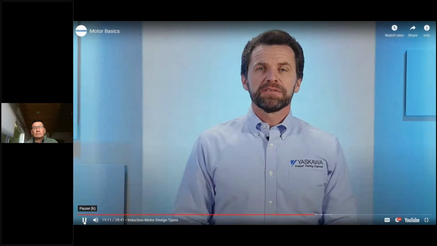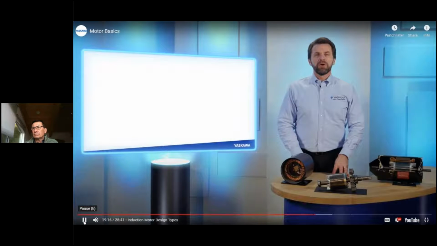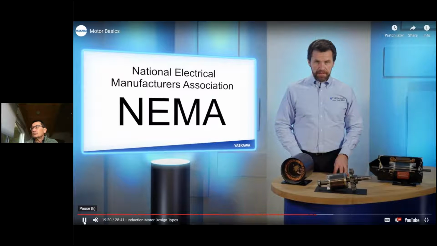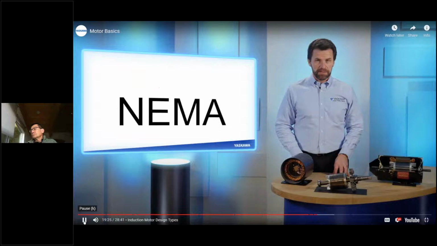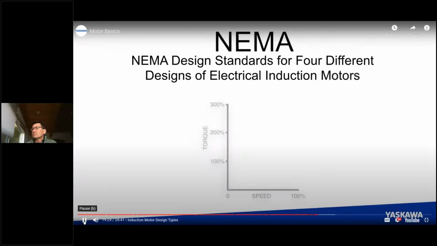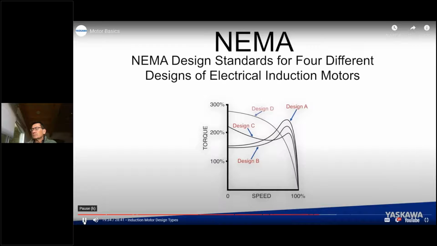Now let's discuss the NEMA design types and why they are important. An organization called the National Electrical Manufacturers Association, or NEMA, establishes technical standards for the manufacturing of electronic products. NEMA has established standards for 4 different designs of electrical induction motors, which are A, B, C, and D, respectively. Each standardized design has unique speed, torque, and slip capabilities depending on the work they perform.